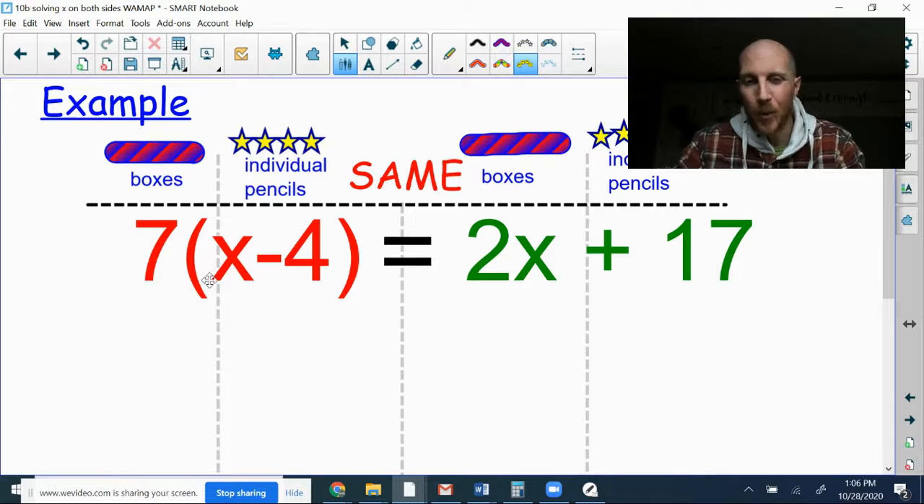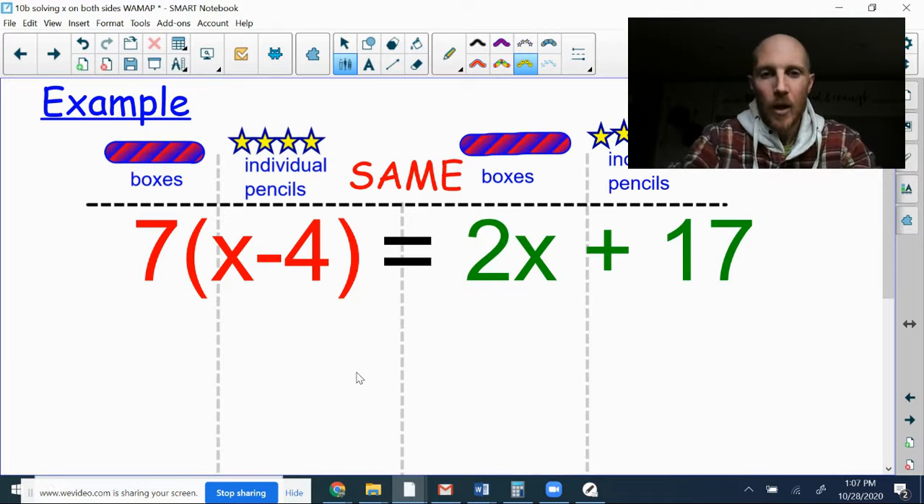So I got 7, I got parentheses, we got distribution. We have to multiply the 7 times the set of parentheses, x minus 4, and that equals 2x plus 17. This doesn't fit my format. I'm going to keep the columns. I still got boxes, that's where the x terms will go, and individual pencils, that's where the constants will go. I've got those labeled on both sides. But these parentheses don't really fit.